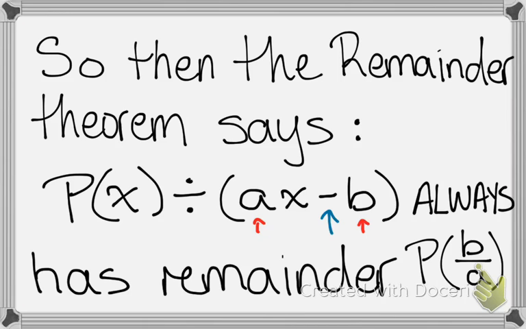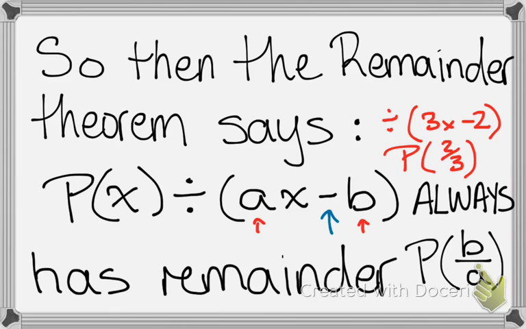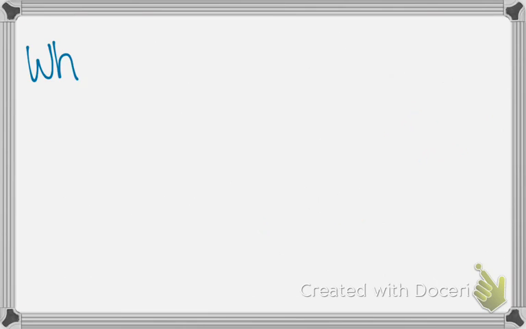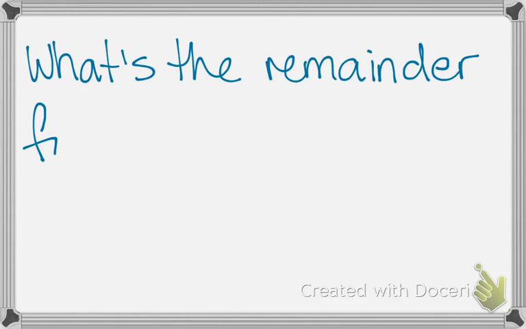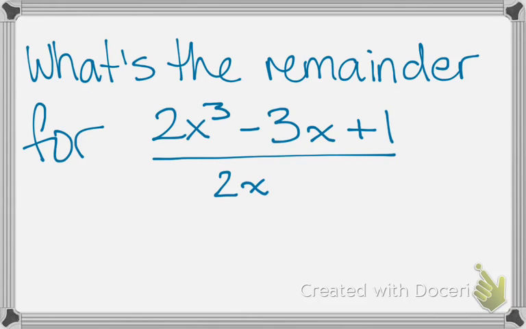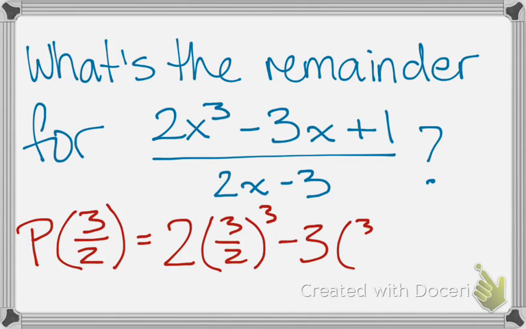So for example, if we want to divide something by 3x minus 2, all I would have to do is calculate p at 2 over 3. So let's see that in action. What's the remainder if I want to do 2x cubed minus 3x plus 1 divided by 2x minus 3? Well, all I have to do is calculate p at 3 over 2, and I'll just plug that into my polynomial here.